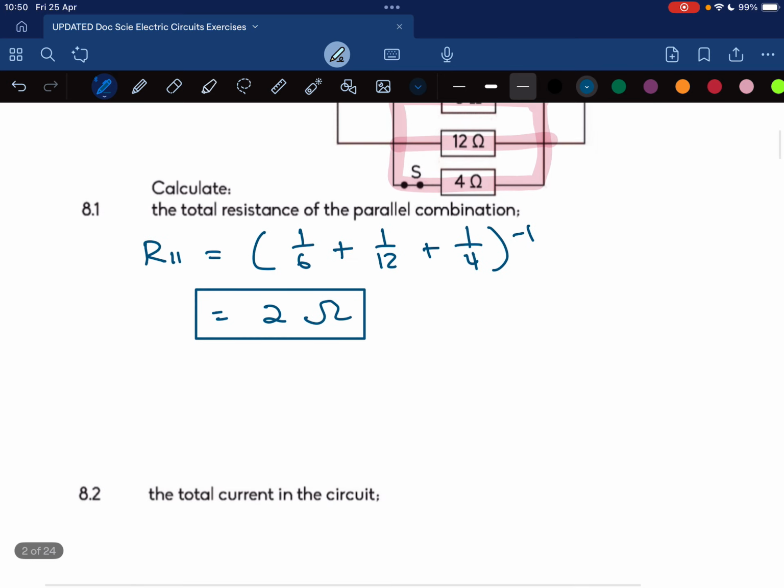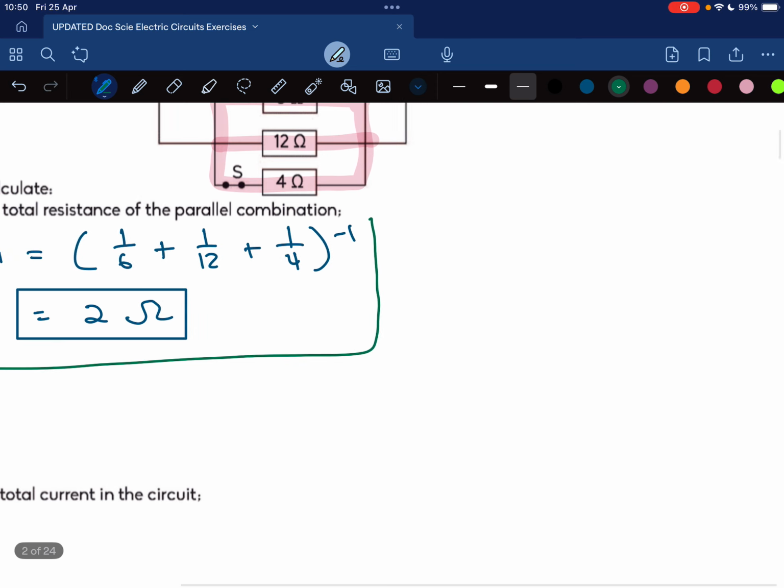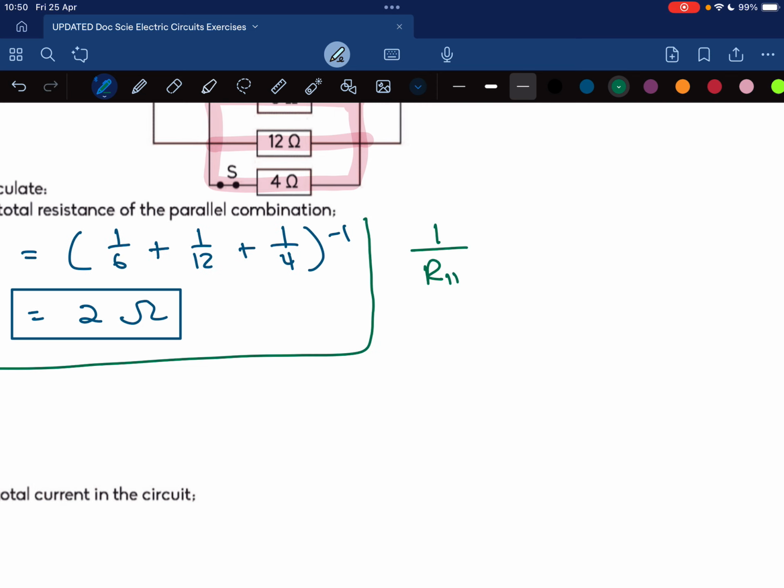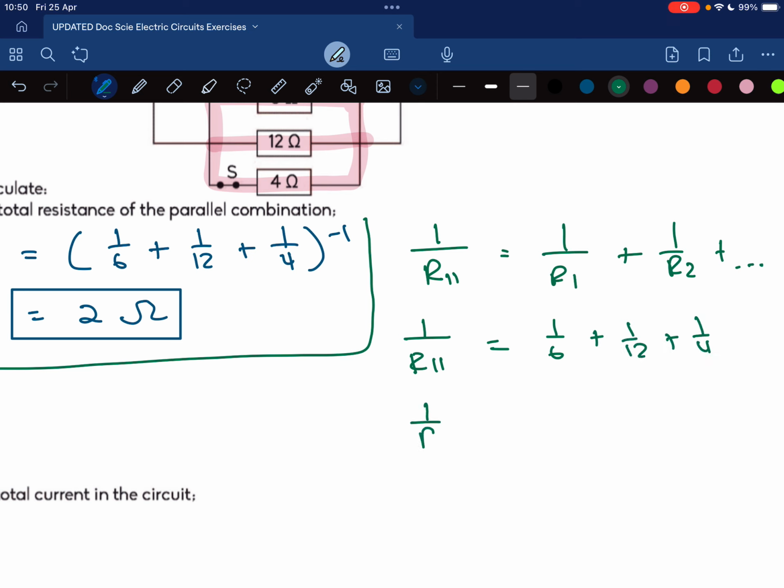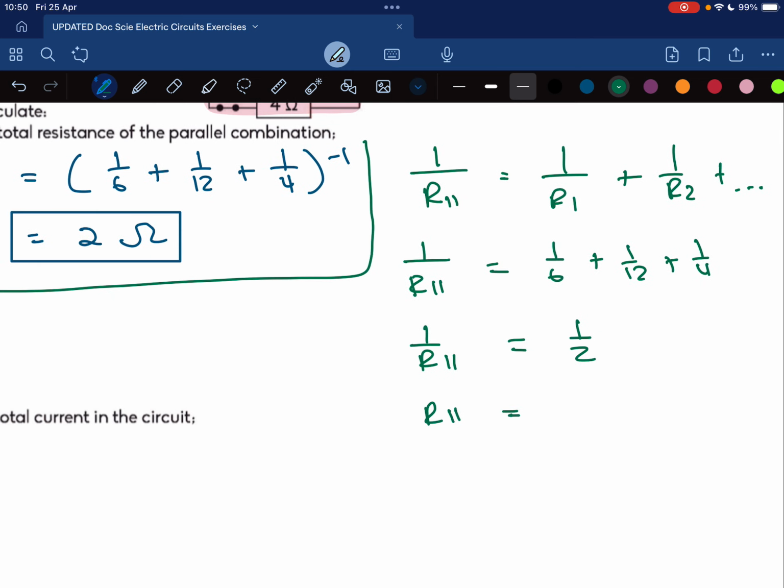Okay, the way you might have done it before is you can also say, well, if you look at the equation on your formula sheet, it also says 1 over R parallel is equal to 1 over R1 plus 1 over R2 plus, and so it continues. So you can also do this method, it's perfectly fine, by saying 1 over 6 plus 1 over 12 plus 1 over 4, and then you would get 1 over 2, and then you would have to swap it around to get 2 over 1, which is 2.